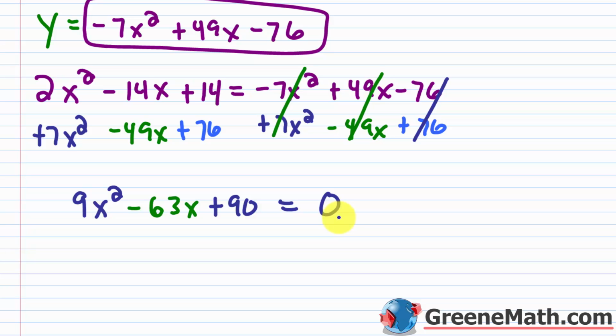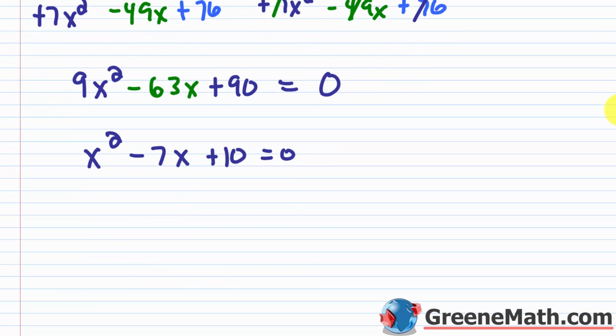So now we just have a quadratic equation that we've been solving forever. We know that immediately everything here is divisible by 9, right? So I can divide everything by 9 and get x squared minus 7x plus 10 equals 0. This is something I can solve with factoring again. Very, very easy. Let's go ahead and set this up. x here and x here.